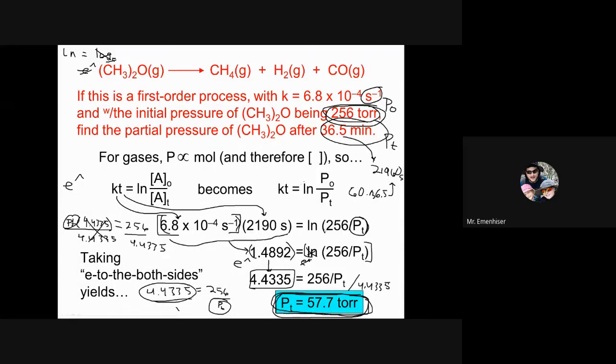So 57.7 torr is our answer. And this problem would be the exact same if everything was in concentration. Our concentration would be 57.7 moles per liter. So don't let that throw you off.